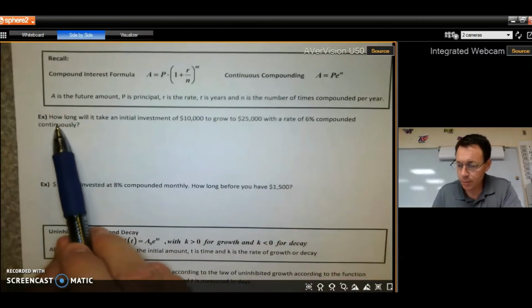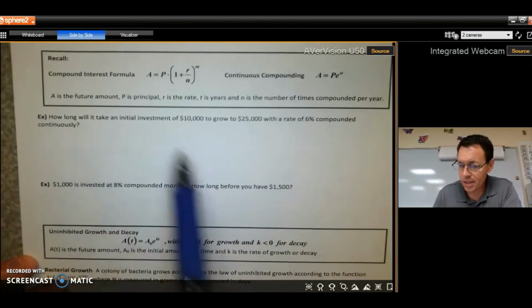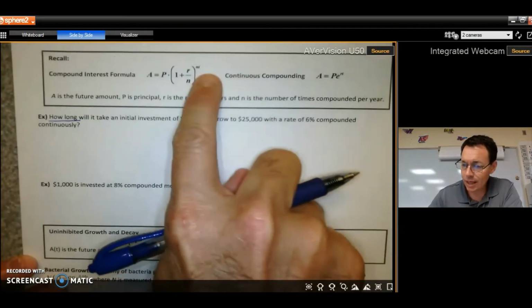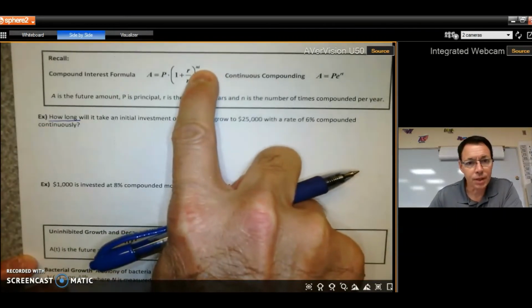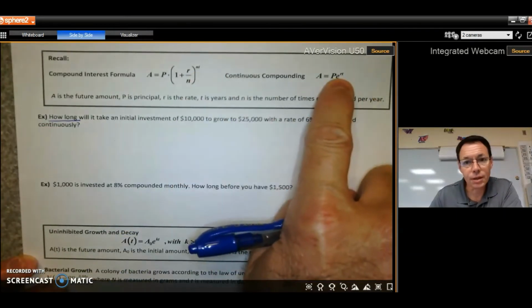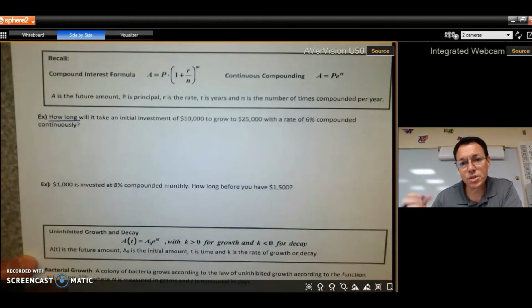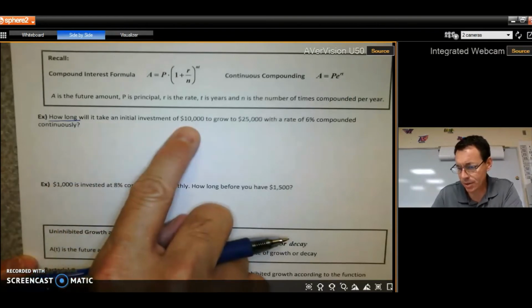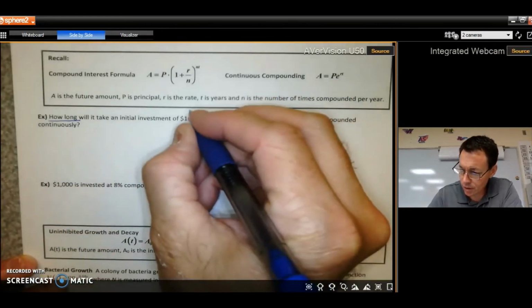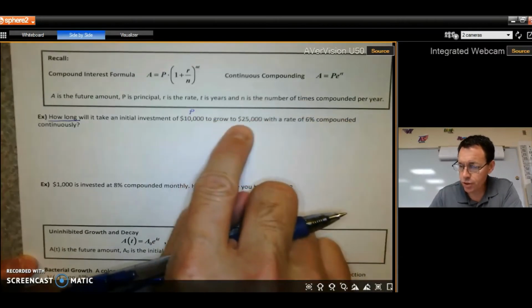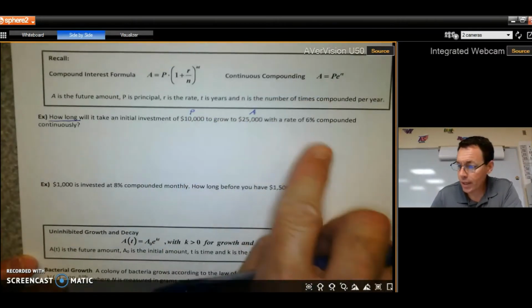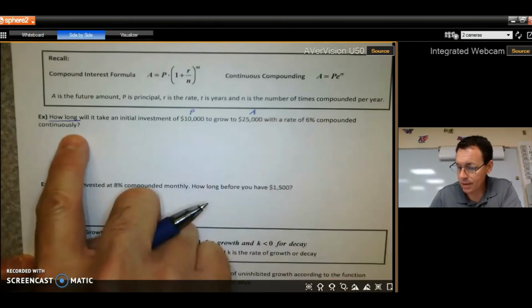So if you look at this example, how long will it take? So we're trying to figure out an amount of time. Well, time is our exponent up here, or up here, okay, depending on the problem. So we're going to be solving for one of our exponents. So how long will it take an initial investment of $10,000 to grow, so this is our initial amount, to grow to $25,000, so now that's our future amount, with a rate of 6% compounded continuously.